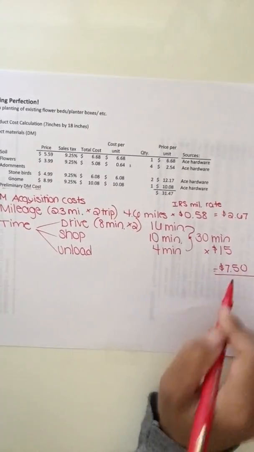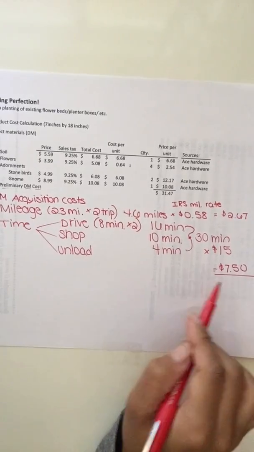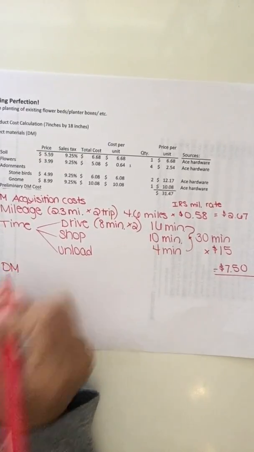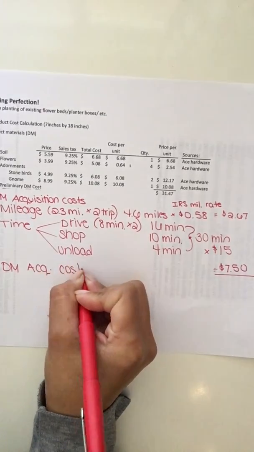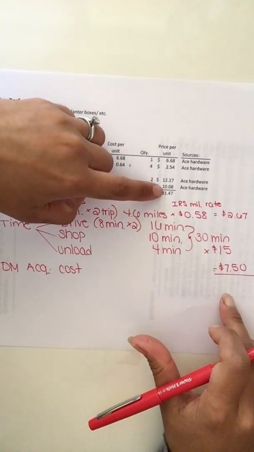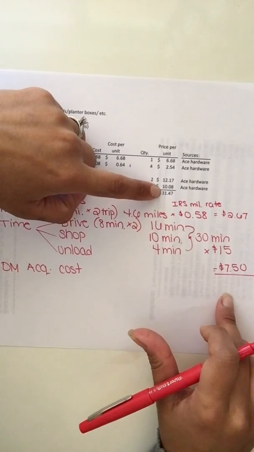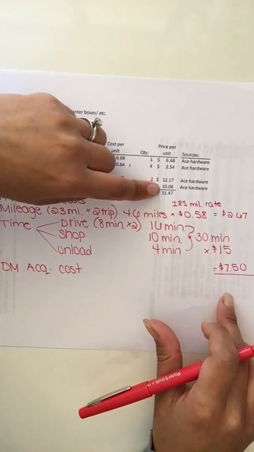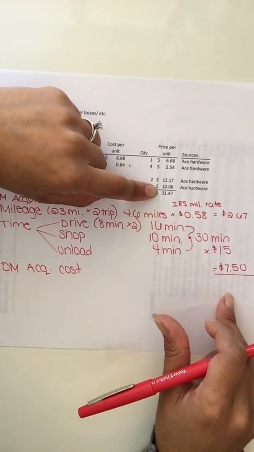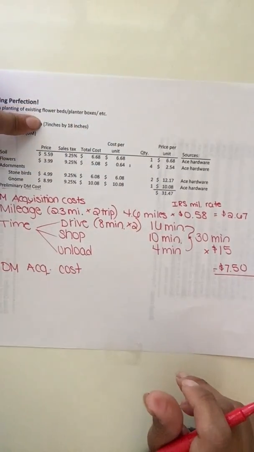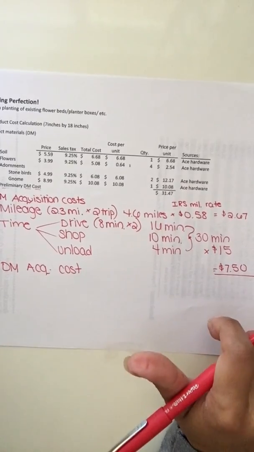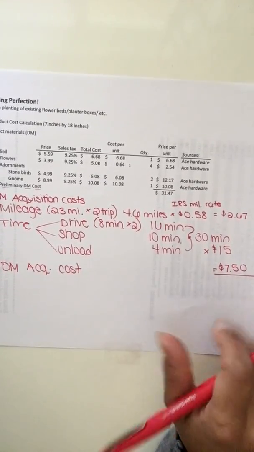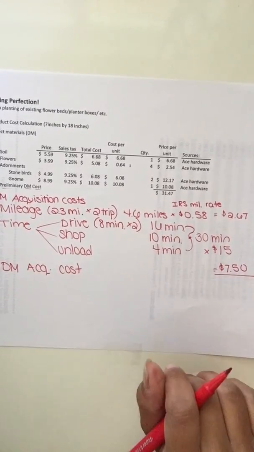So we'll add the two together to get our DM acquisition cost. Once we have that, we'll add it to our preliminary DM cost to get our total DM for this planter, 7 by 18 inch planter box. See, it can be a pretty significant cost, so you want to make sure that you capture it. I'll go ahead and put this in Excel and see you in the next video.